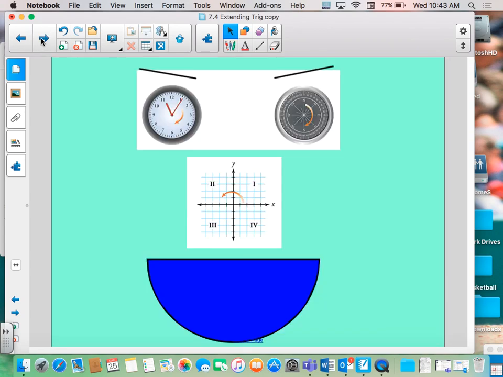This is what we look like when we get old and we do a lot of trig, and just showing you it shows up all over clocks, compasses, quadrants, and it makes you smile.